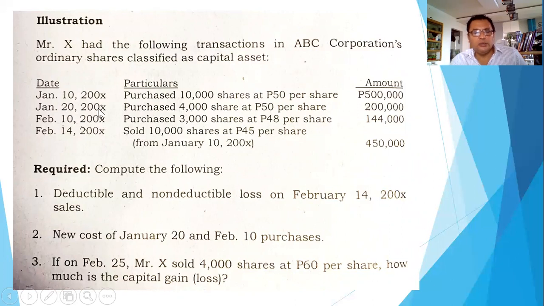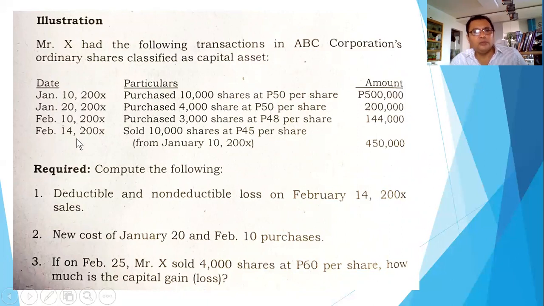On January 20, the same year, he purchased again 4,000 shares at 50 per share for a total amount of 200,000 pesos. Then on February 10, same year, purchased again 3,000 shares at 48 pesos per share. So there's now a decrease in the value of the securities. So that is 144,000.